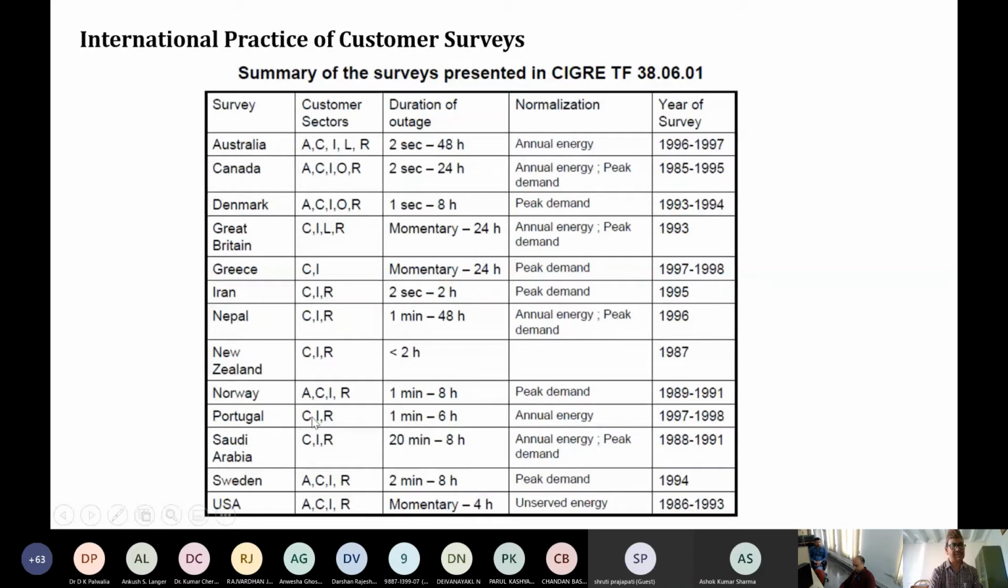I don't see in this list the name of India, so I think these surveys may not have been carried out there. So more recent surveys were carried out, after this task force report was presented, in Thailand, Italy, Norway, United Kingdom, and USA, and they came up with new values.